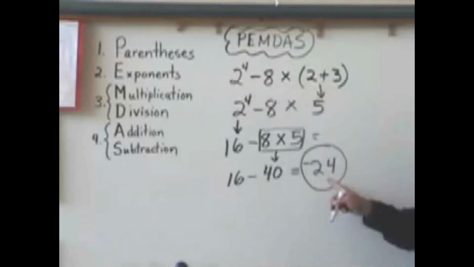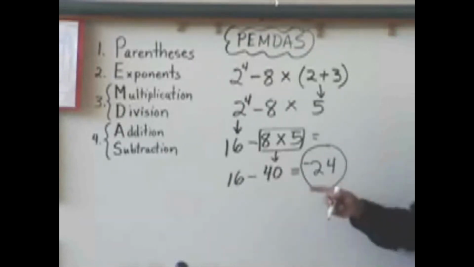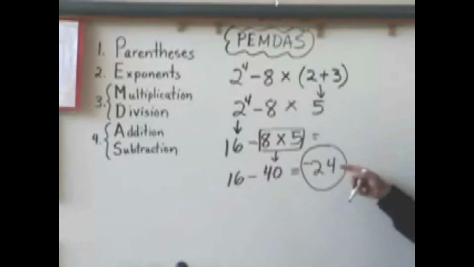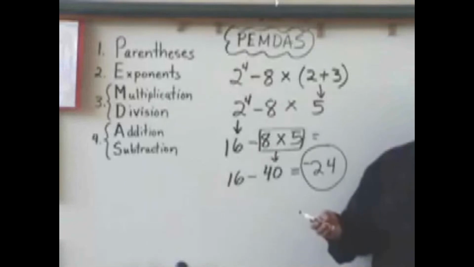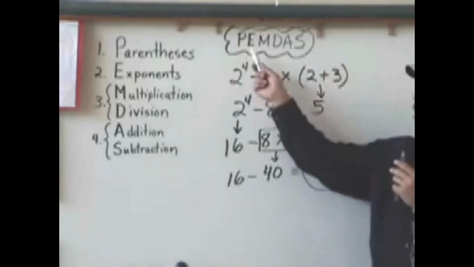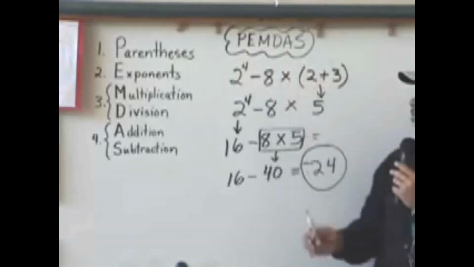So the answer to this problem is negative 24. Did you guess that when you looked at the problem? No, because you had to follow the order of operations to get the correct answer. That's how you do order of operations, or PEMDAS: parentheses, exponents, multiplication and division, addition and subtraction.